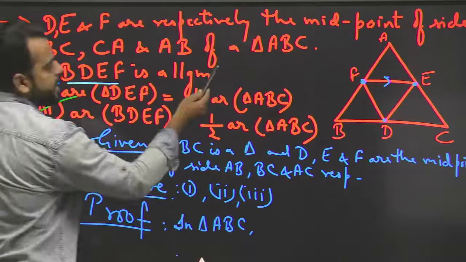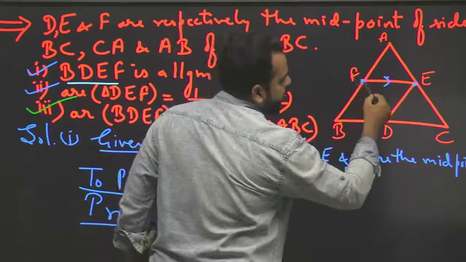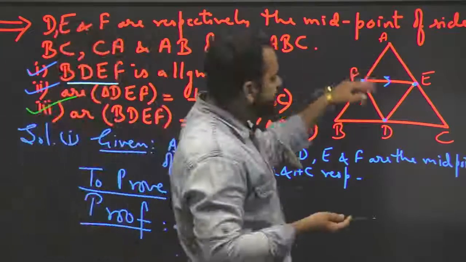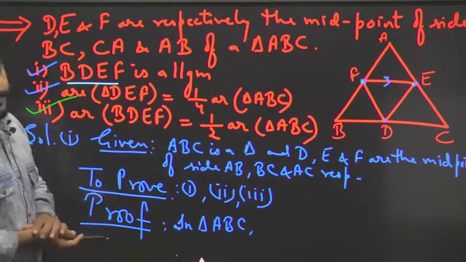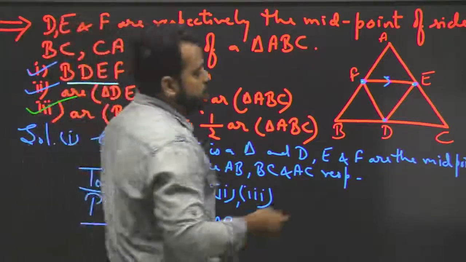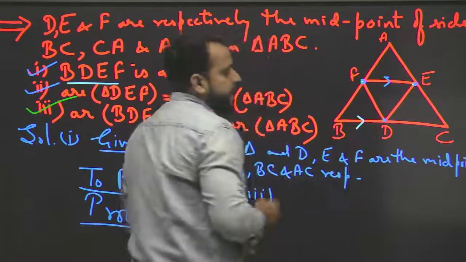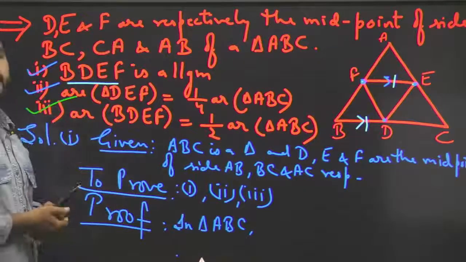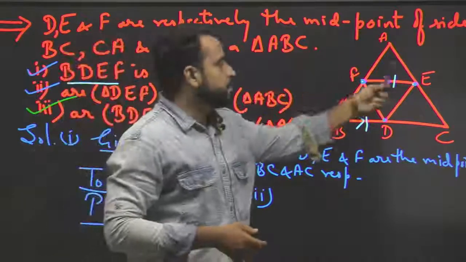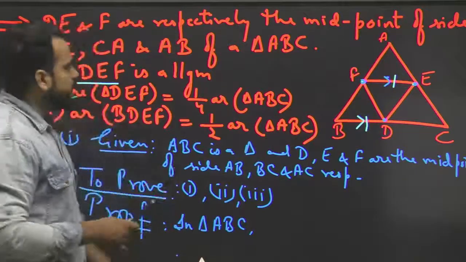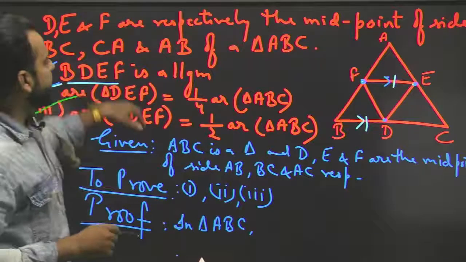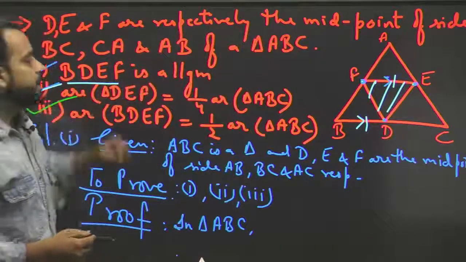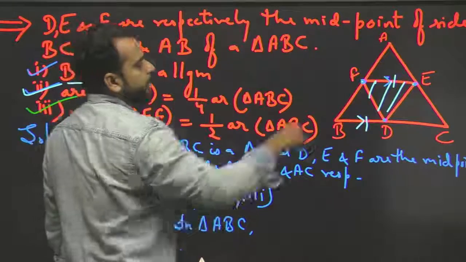First, BDEF is a parallelogram. We proved that by the midpoint theorem: if F and E are the midpoints and we join them, then the segment will be parallel to the third side of the triangle BC, as well as half of the third side. So in this case, FE is going to be parallel to BD, as well as equal to it. So that means if one pair of opposite sides is parallel and equal, then the quadrilateral will be a parallelogram. Then we proved that the triangle DEF is 1/4 of the triangle ABC.